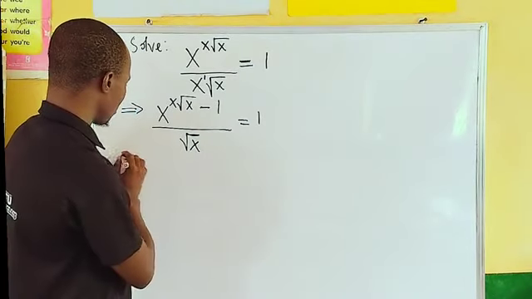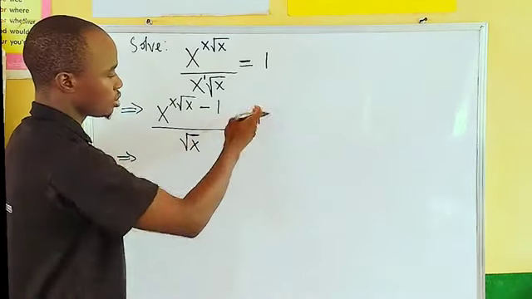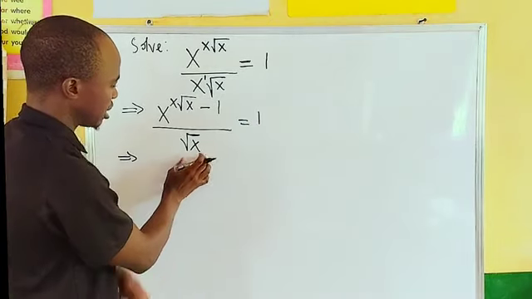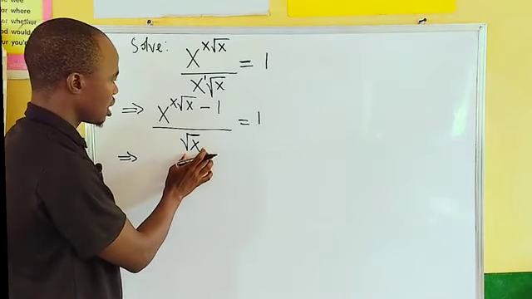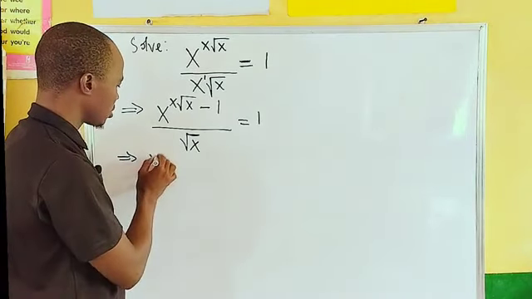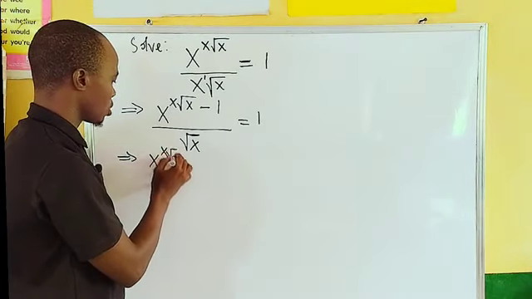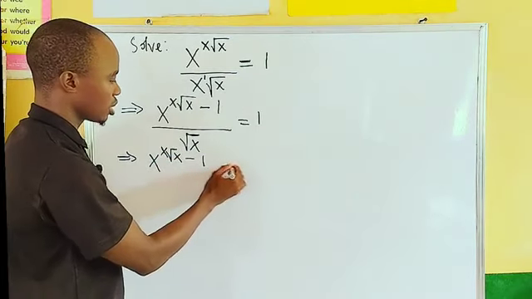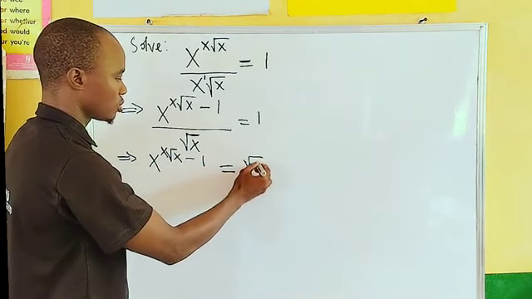Okay, so the next thing we are going to do is to clear out this root x. Therefore, I'm going to multiply through by root x. If I multiply through by root x, I'm going to have x to power root x minus 1 equals root x.